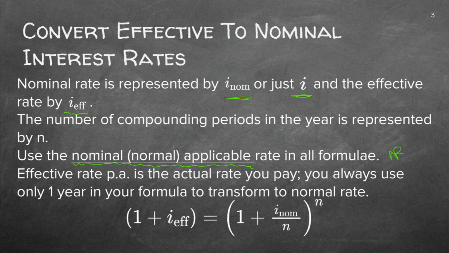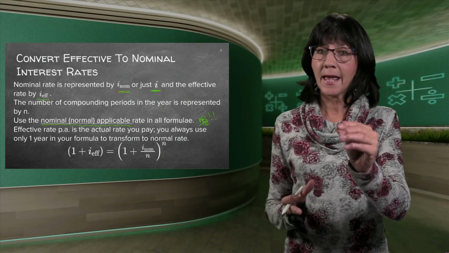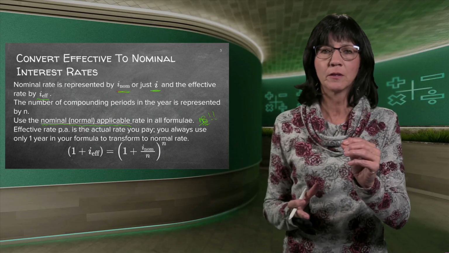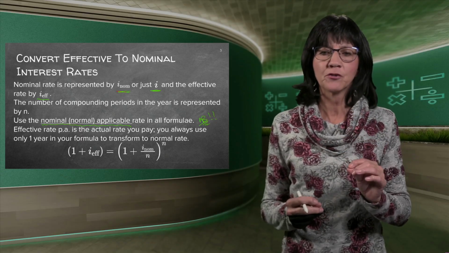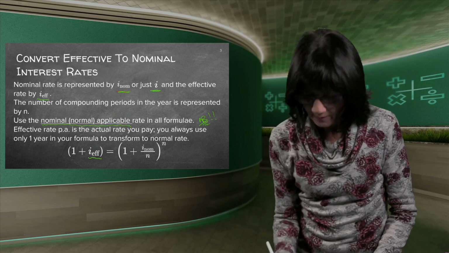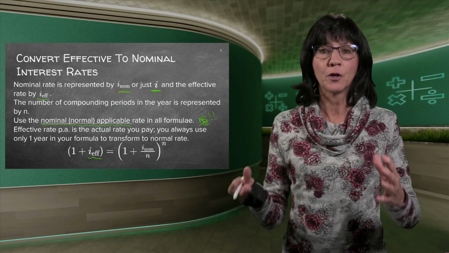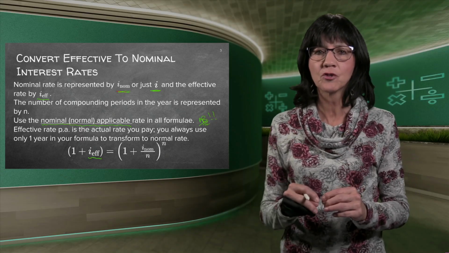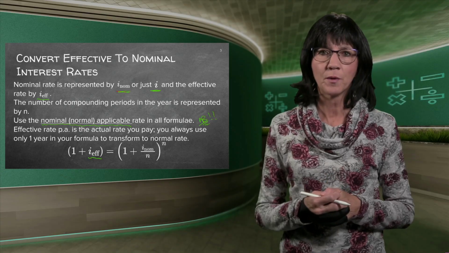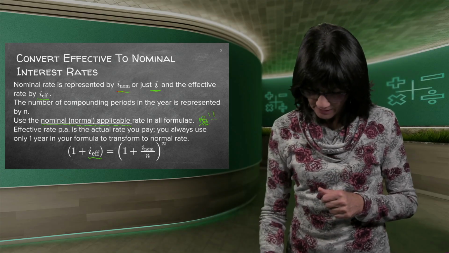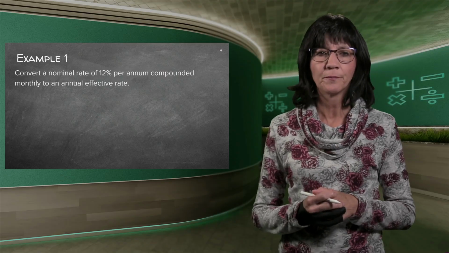So let's just make an NB here. The only reason why we're doing this whole lesson is that if they by accident, which happens very seldom, use the word effective interest rate, I need to use this formula that you see down at the bottom to change it to a normal nominal interest rate, and then I can use it in my formula. Good. So let's just do an example. It's always better to do an example.